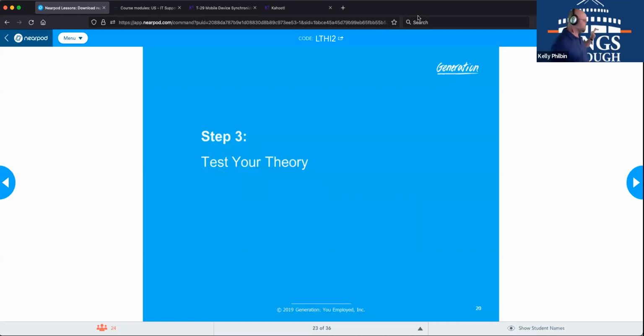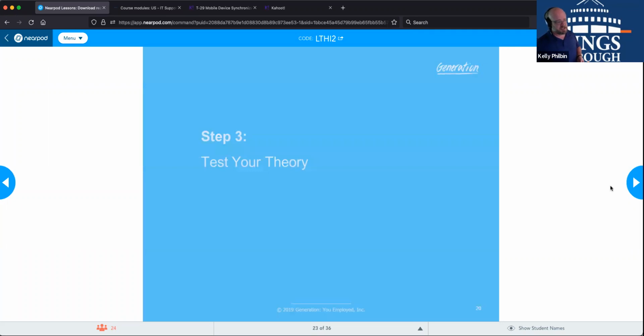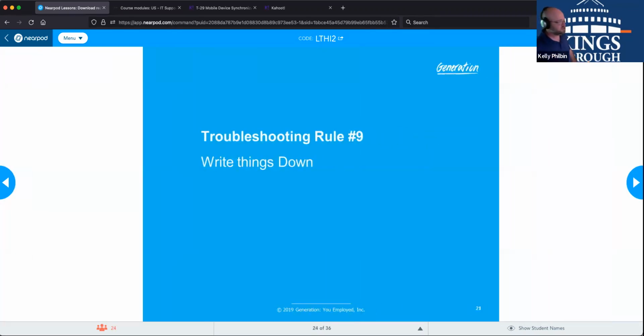So again, when you get your methodologies down, the first 3 steps, you fluidly move right through them because you're going to see it, identify it, establish your theory, and then move right into testing your theory in a pretty quick succession after you've interviewed your client. So we need to test our theory, make sure that we truly do understand what the problem is.